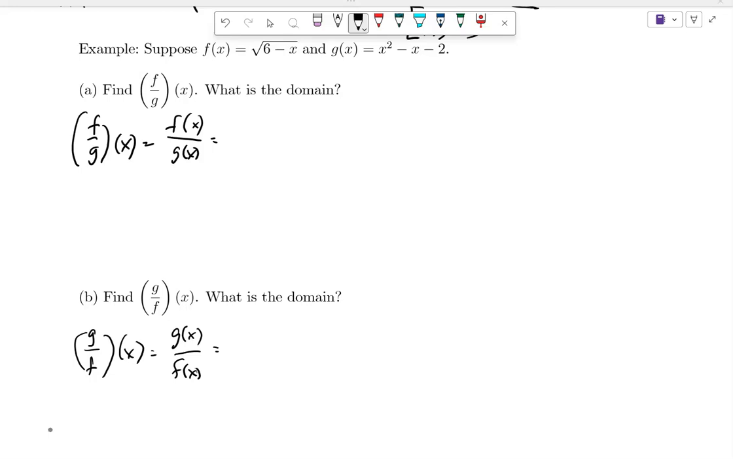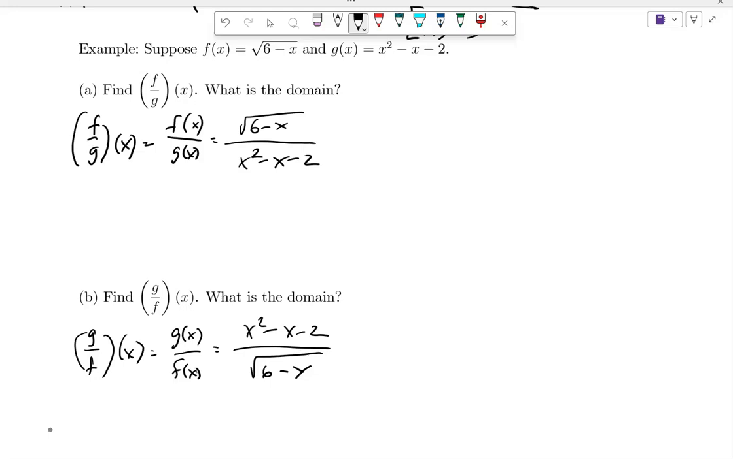So the first one, what are you going to get? Root 6 minus x over x squared minus x minus 2. Good. And the other one? X squared minus x minus 2 over root 6 minus x. Good, just flipped upside down, right? Those parts were okay, I assume? It literally is just take one over the other. Not too much of a big deal there.